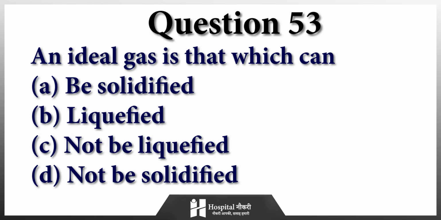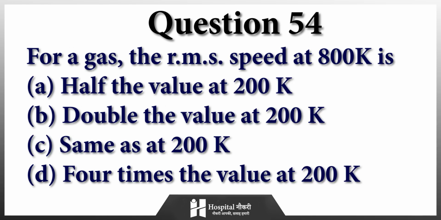Next question is, an ideal gas is that which can be solidified, liquefied, not be liquefied, not be solidified. The correct option is it should not be liquefied. Next question is, for a gas the RMS speed at 800 Kelvin is half the value at 200 Kelvin, double the value at 200 Kelvin, same as at 200 Kelvin, 4 times the value at 200 Kelvin. Correct option is B, double the value at 200 Kelvin.